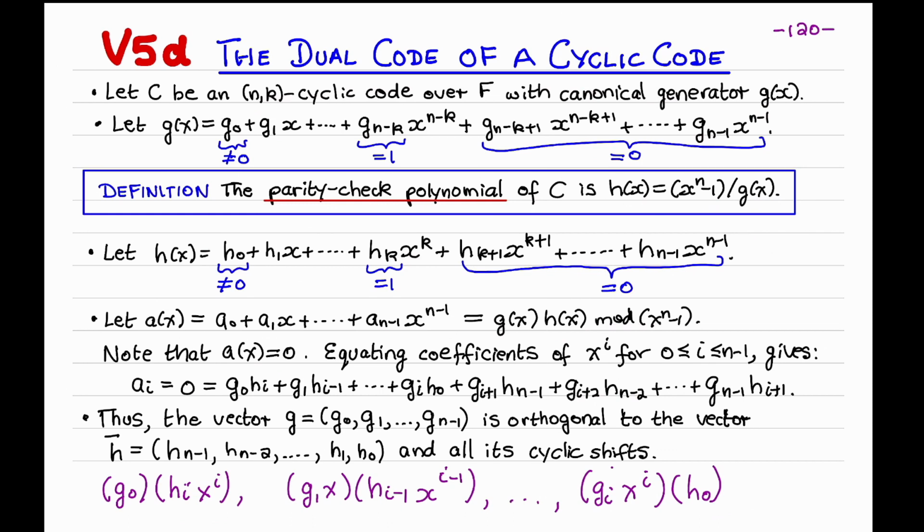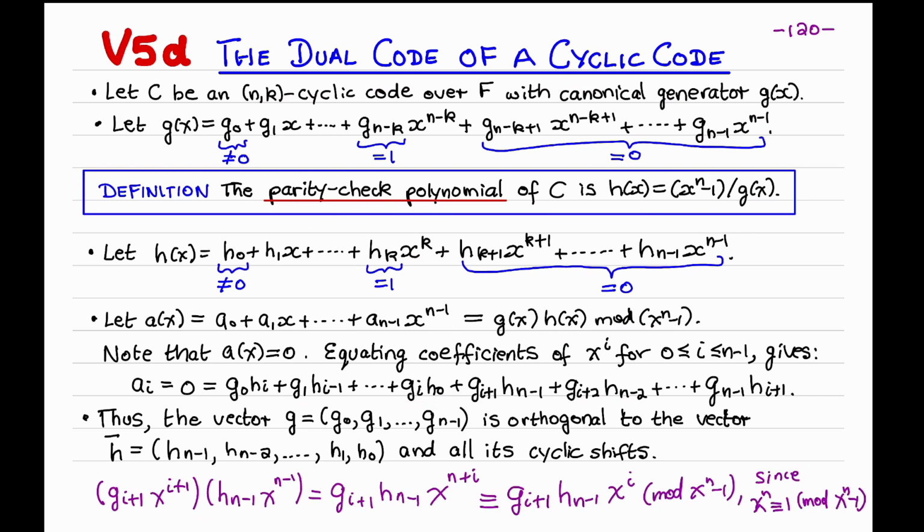So when you multiply the constant term in g with the degree i term in h, you get an x to the i term with coefficient g0 h_i. Similarly, the linear term in g times the degree i minus 1 term in h gives you a coefficient g1 h_{i-1} of x to the i. And when you multiply the degree i term in g with the constant term in h, you get the term x to the i with coefficient g_i h0.